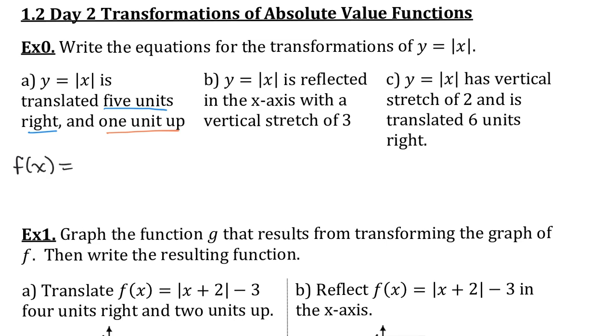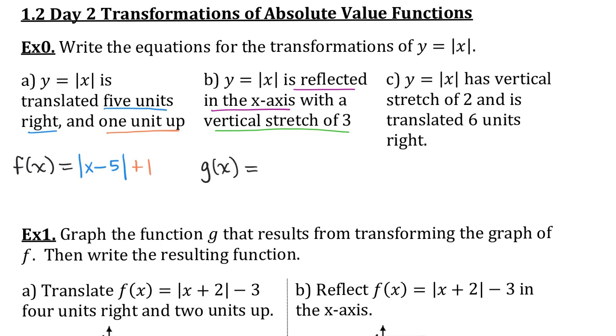Okay, so 5 units right of absolute value. So absolute value of x minus 5 moves it right, up 1, plus 1. Okay, let's go to the next one. y equals absolute value of x is reflected in the x-axis with a vertical stretch of 3. Okay, let's give it a name. Let's call it g of x.